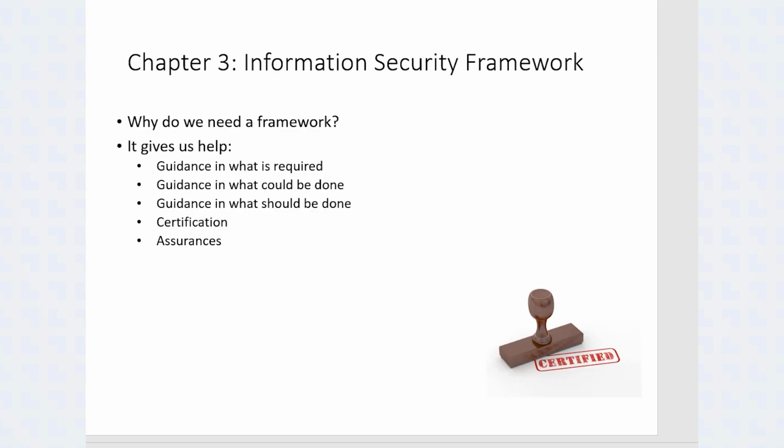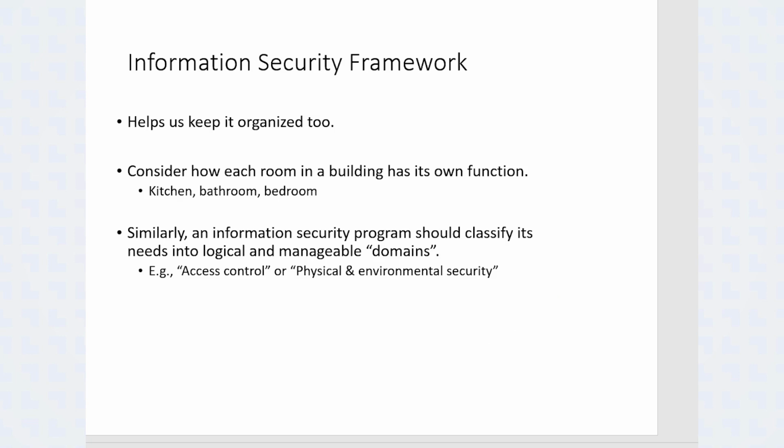So our next section, after looking at the components of a policy, is understanding the broader information security framework. Now, you need a framework because it will tell you what's going to be required. It can tell you what you can do or what you should do if it's necessary for certain certification in some cases, or give assurances for other companies or regulators. So it helps you plan out your security program. It also helps you keep organized.